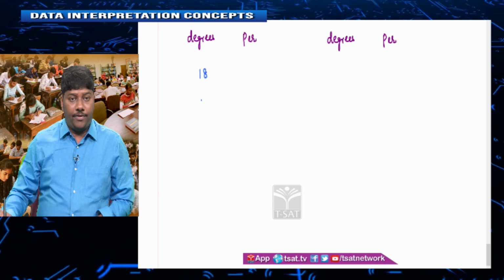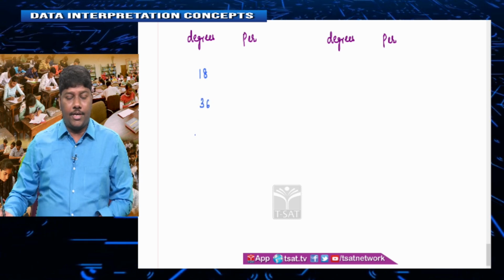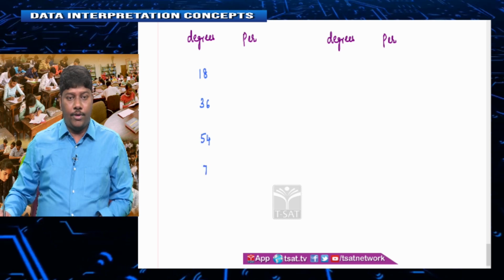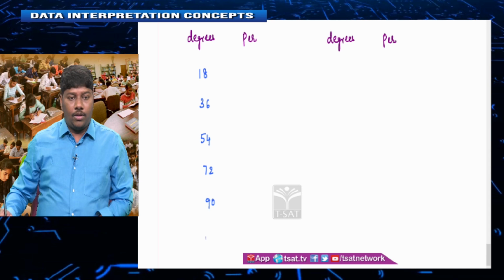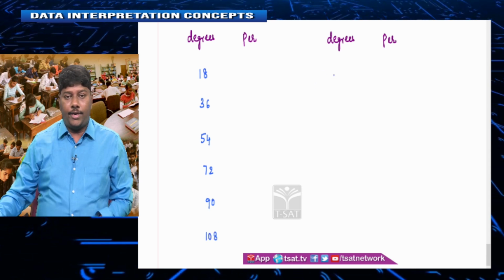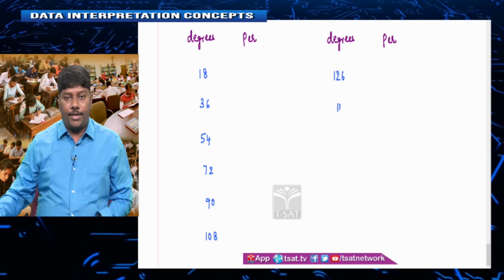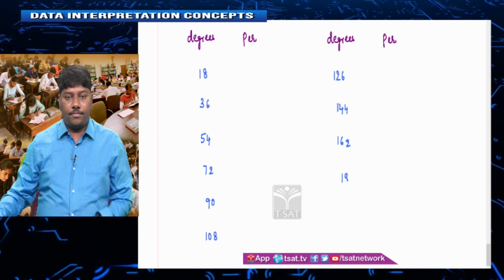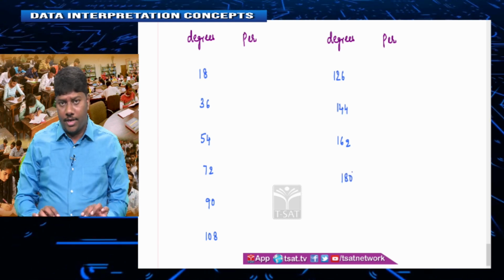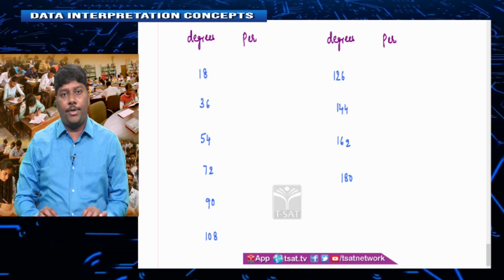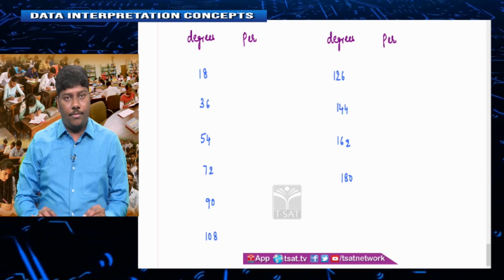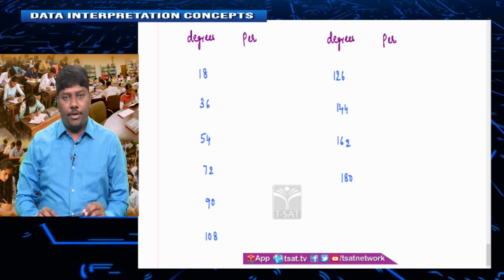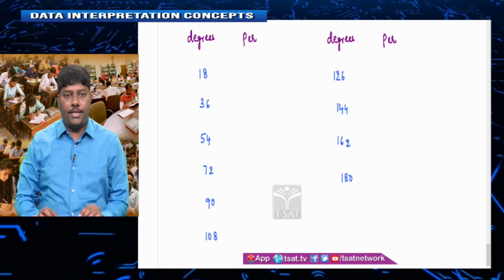The 18 table is very important in terms of your data interpretation as well as in your time and work. 18, 36, 54, 72, 90, 108, 126, 144, 162, 180. I want you to know each and every number in the 18 table. It will be very helpful. The moment I give you 162, what should come to your mind? 18 nines should come to your mind. The moment I give you 108, what should come to your mind? 6 should come to your mind, because 18 sixes.